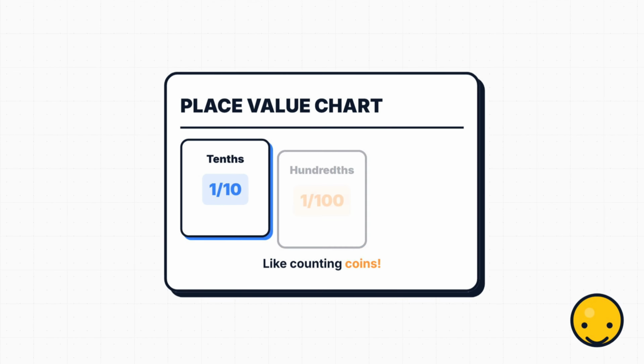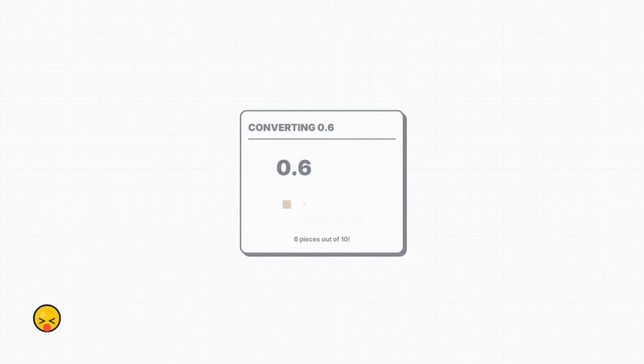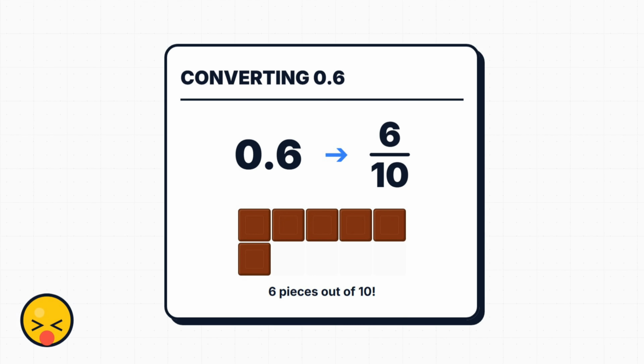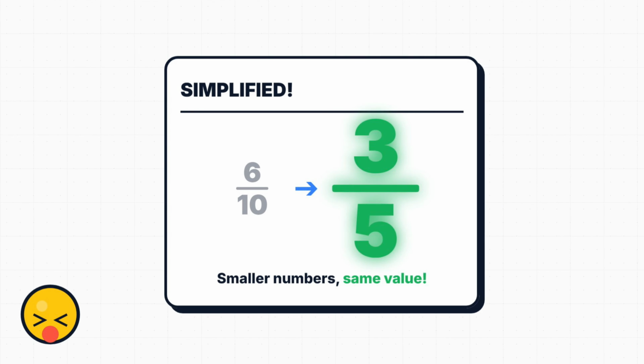Now let us go the other way. A decimal shows parts of 10, 100, or 1000. 0.6 means 6 out of 10. So we write 6 over 10. Now we simplify. If both numbers are even, divide both by 2. 6 divided by 2 is 3, and 10 divided by 2 is 5. So the answer is 3 over 5.